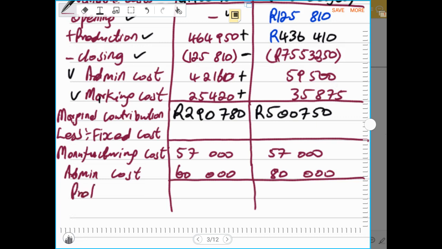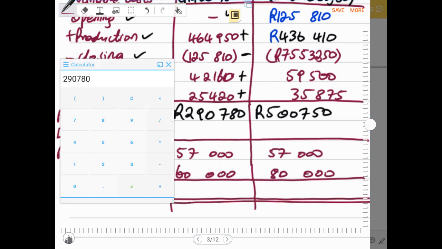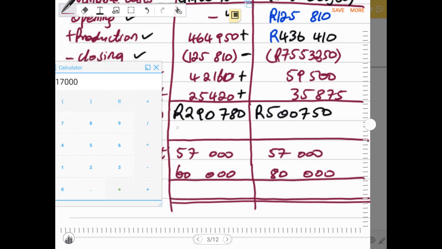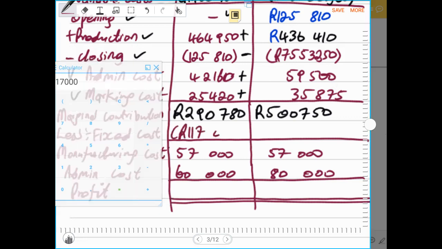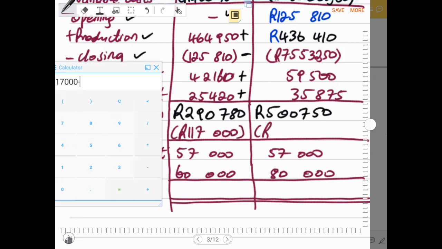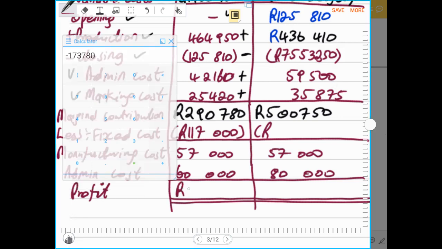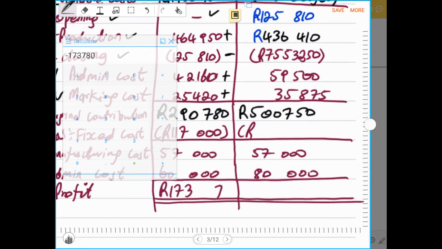Therefore now this will be giving us the profit. This will give us the profit or a loss. It could be a loss, it depends. So now we have to say 57,000 plus 60,000, and this will give us 117,000. Then after we say 117,000 minus 290,780, and this gives us a profit of 173,780.